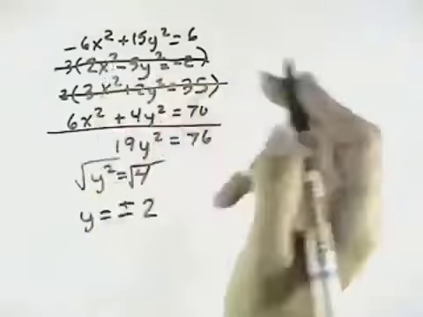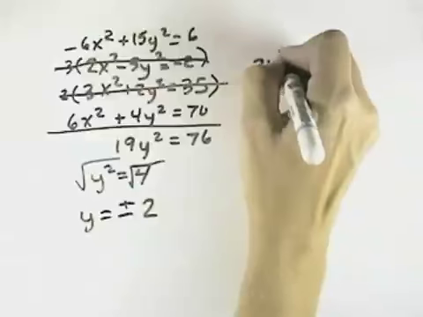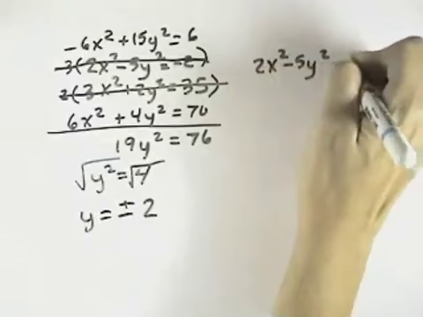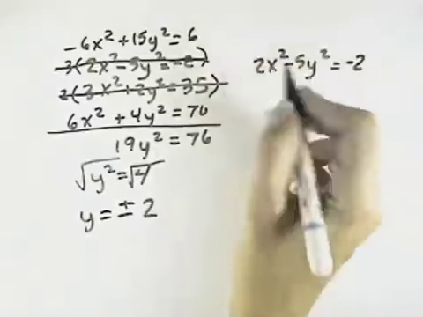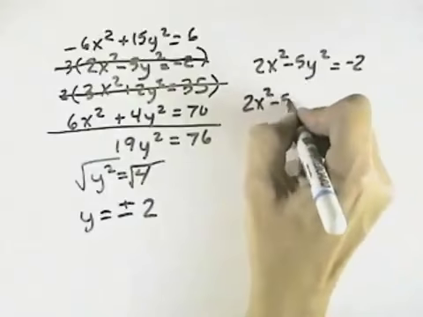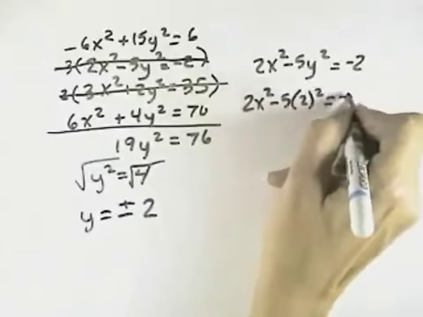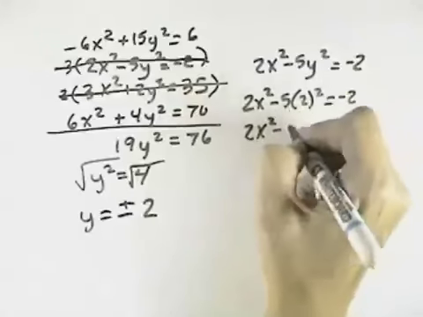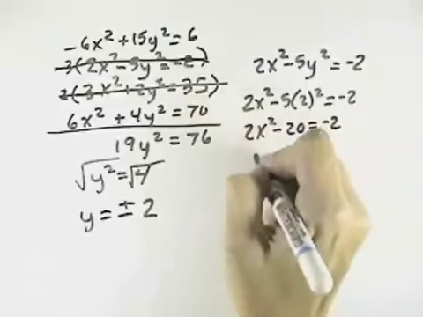Now I can go back to either of my original equations. Let's say 2x squared minus 5y squared equals -2. And if I substitute a y in, I will get an x value. So I could have 2x squared minus 5 times 2 squared equals -2. 2x squared minus, 2 squared is 4 times 5 is 20, equals -2.